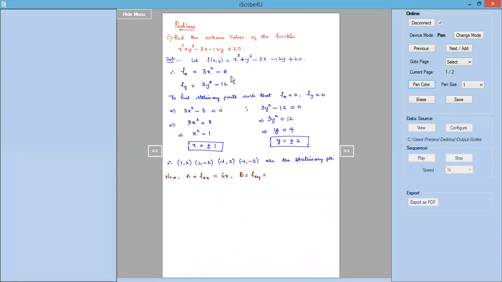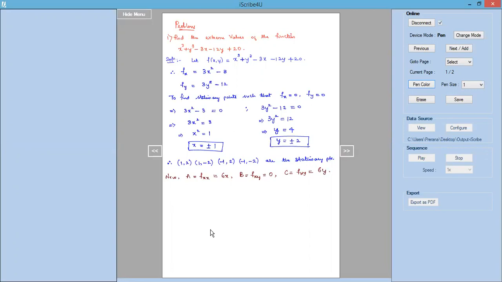3x square minus 3 is a constant with respect to y, so differentiation goes to 0. So capital B is 0. Then capital C we will denote by fyy. Fyy is equal to, we differentiate fy once again partially with respect to y. So twice we have to differentiate to obtain fyy. Differentiation of 3y square is 6y minus 0, which gives us 6y only.